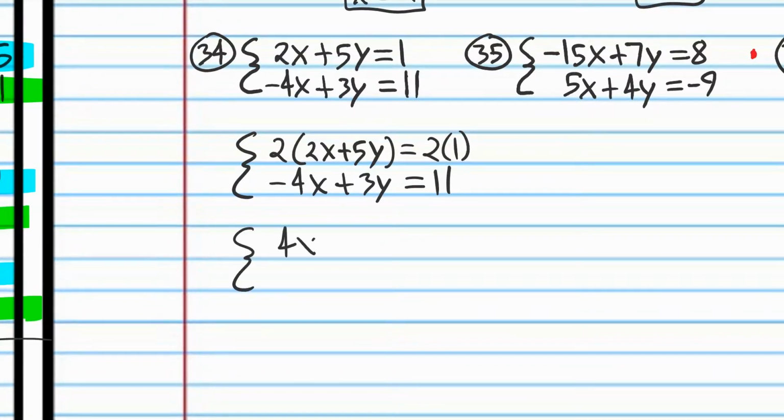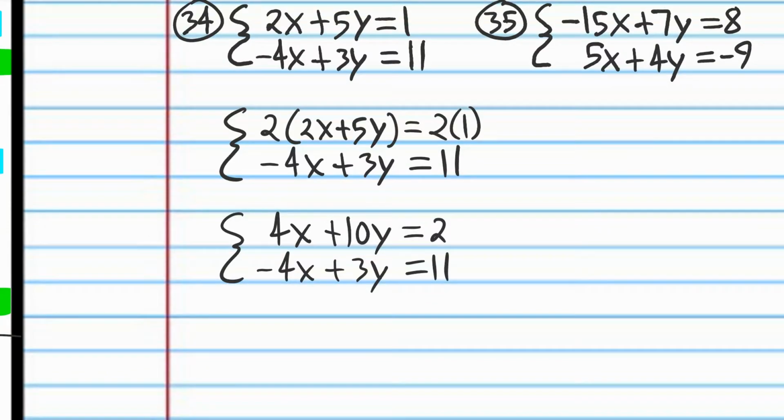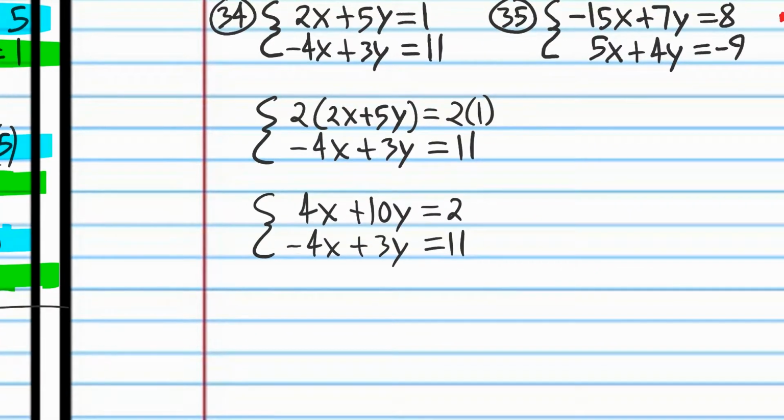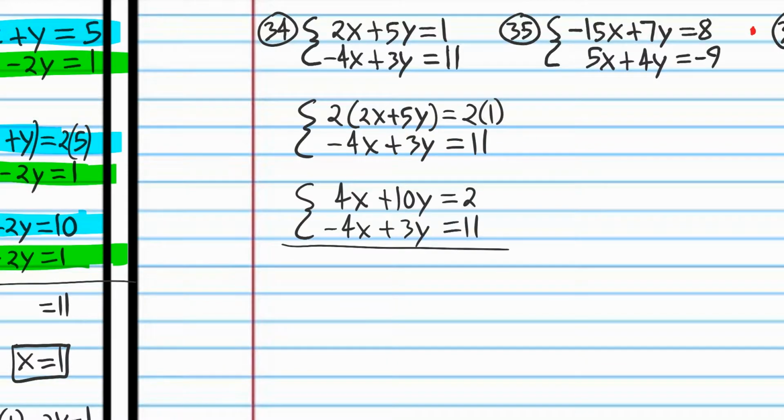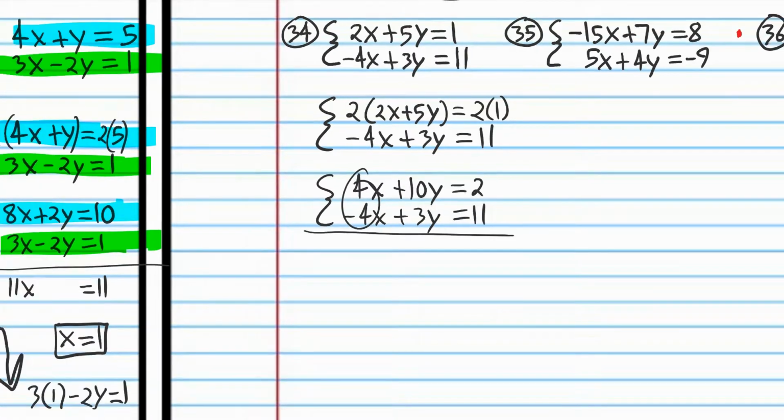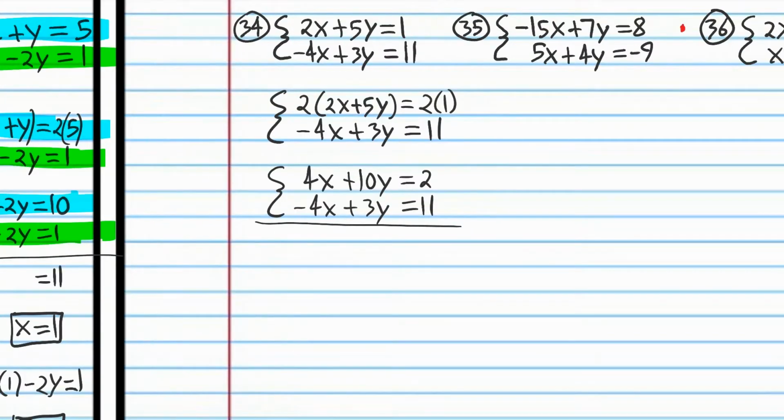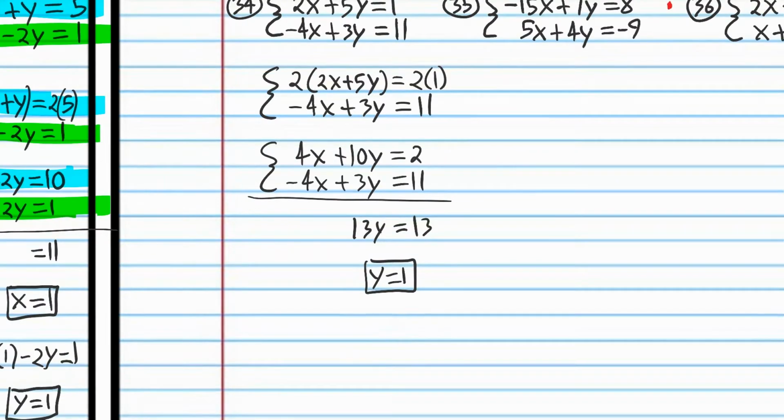Use distribution. On the top equation, we use distribution. And now we're ready to add because we have coefficients that are the same but opposite. Same coefficients but opposite signs. Divide both sides by 13, and we know y is equal to 1. So we got 1 for y.